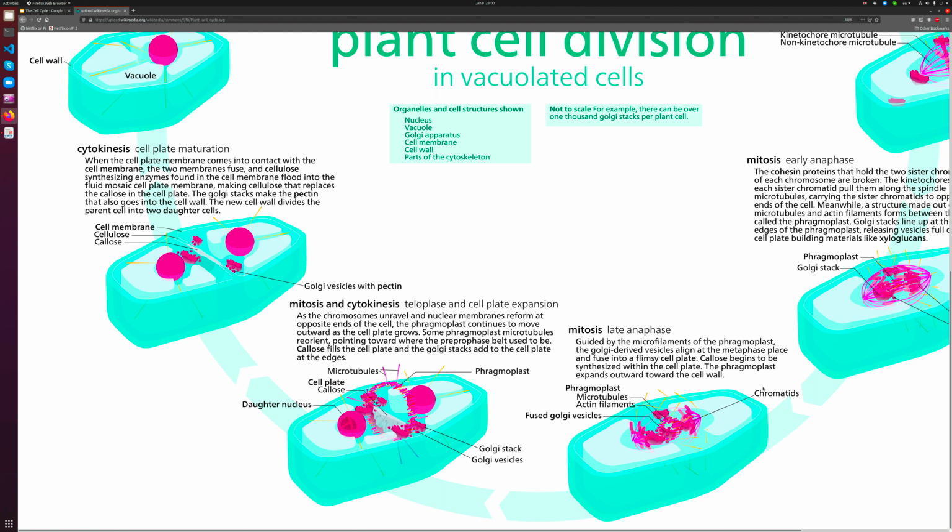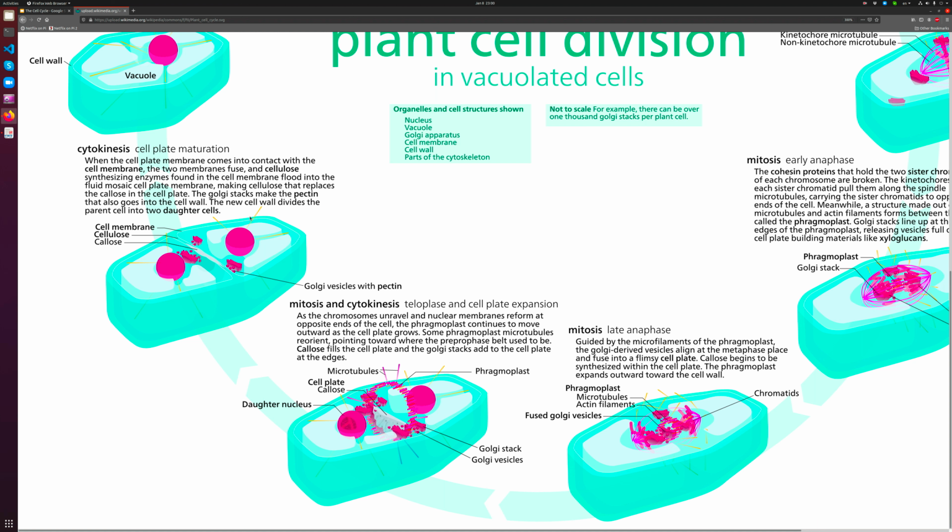Mitosis and cytokinesis. Telophase and cell plate expansion. As the chromosomes unravel and nuclear membranes reform at opposite ends of the cell, the phragmoplast continues to move outward as the cell plate grows. Some phragmoplast microtubules reorient, pointing towards where the pre-prophase band used to be. Callose fills the cell plate and the Golgi stacks add to the cell plate at the edges.